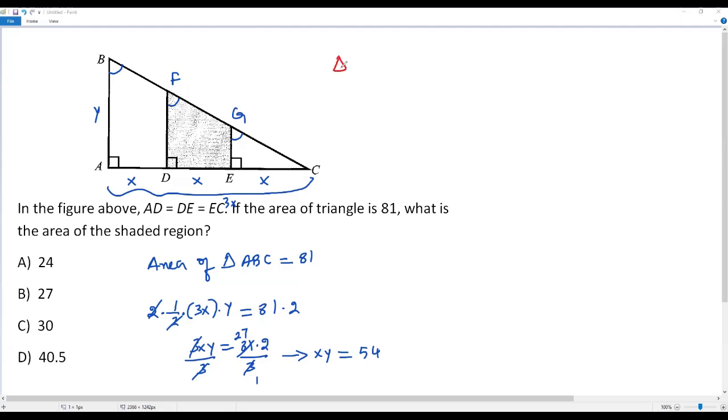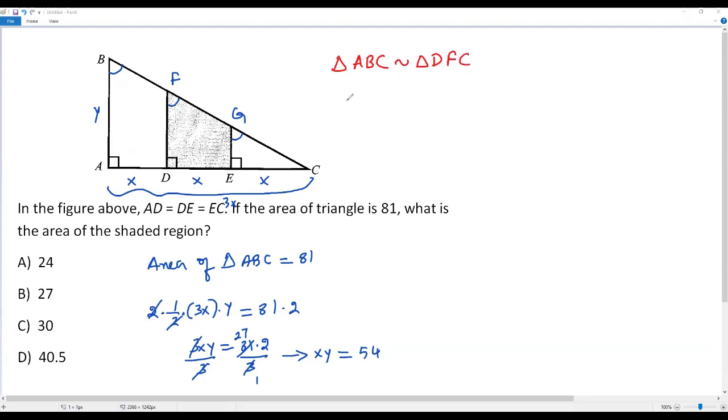Okay, now let me write the vertices. First, let me take the vertex A in the bigger triangle. What is the corresponding vertex in the smaller triangle DFC? That is D, because we have a right angle at A and a right angle at D. Let me write it over here. D. Now let me take the vertex B in the bigger triangle. The corresponding vertex is clearly F, because the angle measure over here and the angle measure over here are equal. They are corresponding angles. And the third vertex for the bigger triangle is C, and the third vertex for the smaller triangle is also C. So these two triangles are similar.